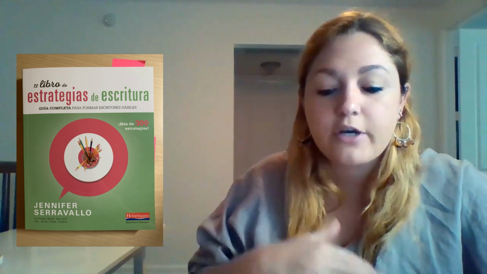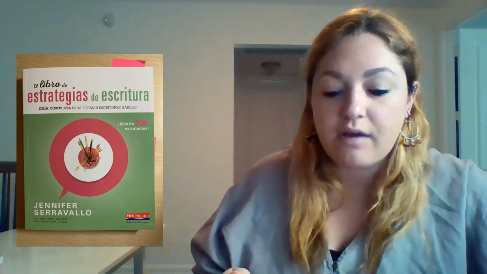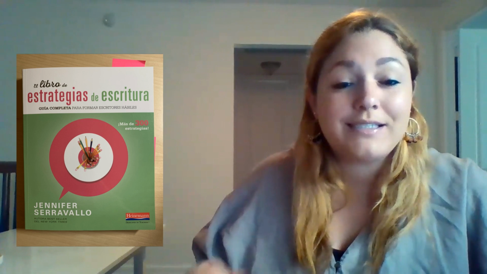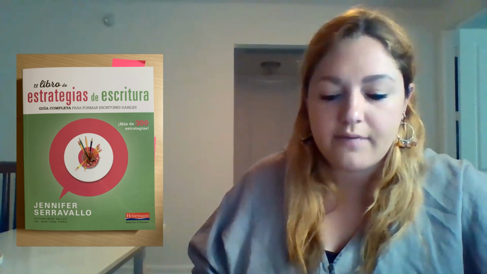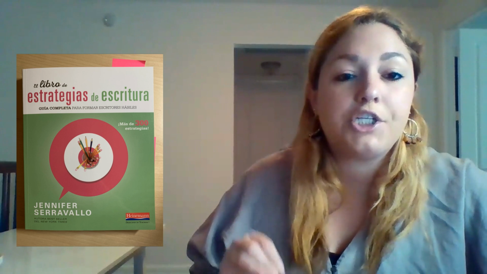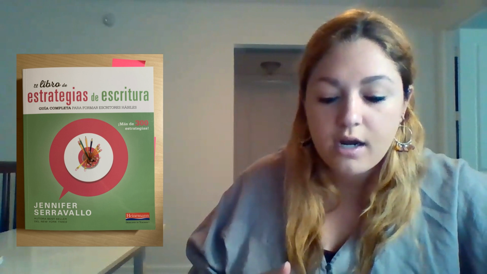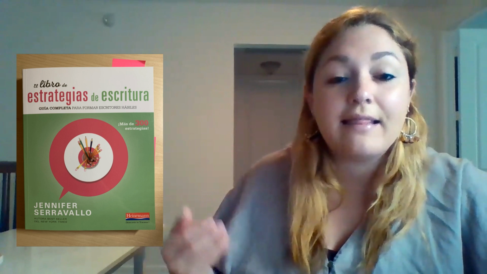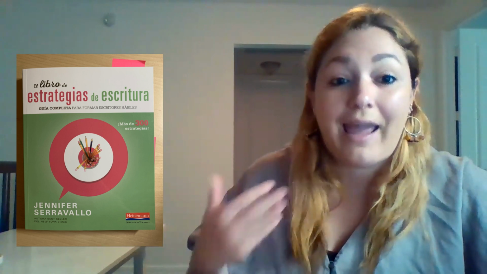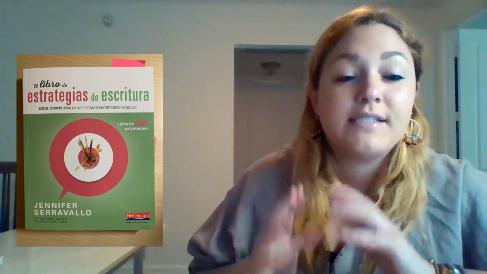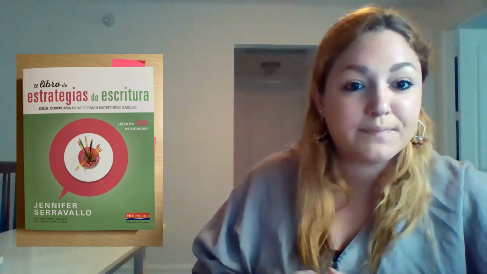The third book is El Libro de Estrategias de Escritura, una guía completa para formar escritores hábiles by Jennifer Cervallo. And this book is the Spanish translation of the original English copy. This book contains 10 main objectives and a multitude of activities and examples on how to teach that objective. Each activity denotes the level for who it is intended for, what types of text it is used for, and the processes that are being developed in the activity. There are also some great anchor chart examples included specifically in Spanish in this book.